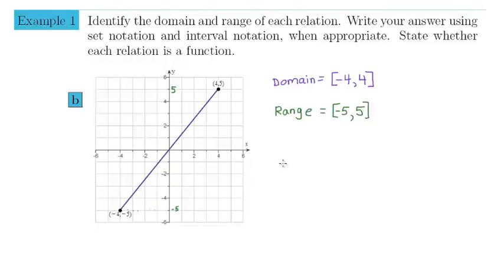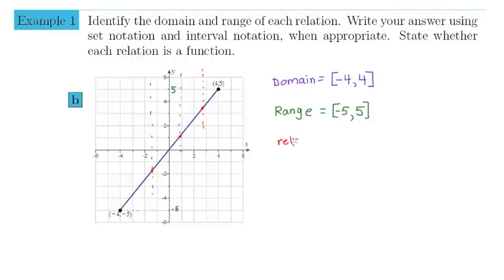Now, is this relation a function? Does this relation pass the vertical line test? Well, if we were to draw a vertical line anywhere along this relation, along this graph, notice that any vertical line we draw only hits the relation in one point. No more. Any vertical line you draw will only hit this graph in one point. That means this relation is in fact a function.